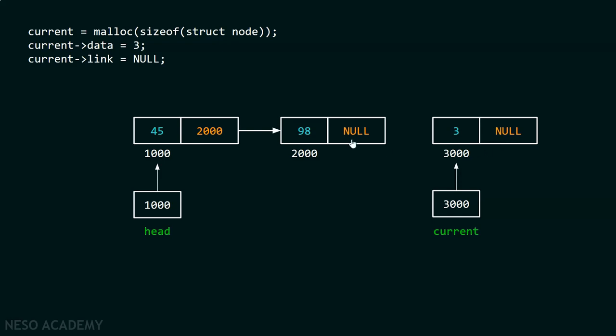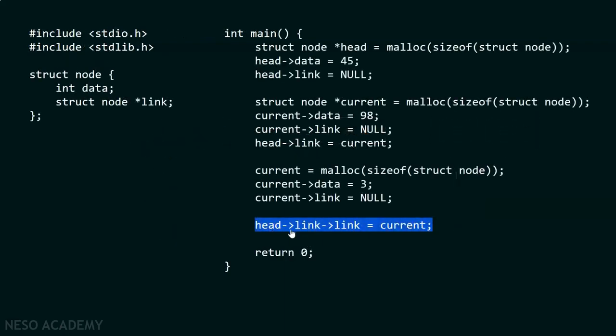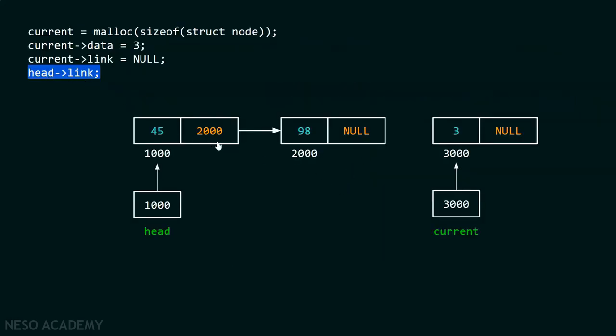Now the next job is to update the link part of the second node of the list. In order to update this part, we just need to add this line: head link link equals to current. Now understand this carefully. Head link gives the address 2000. Now if I use head link link, it will give me the link part of the second node. So I can access the link part of the second node using this head pointer. Now I just update this link part of the second node using this current pointer. I will simply assign current to it. So it will get updated by 3000 address. Now this link part contains the address 3000, and now this node is pointing to the third node of the list.